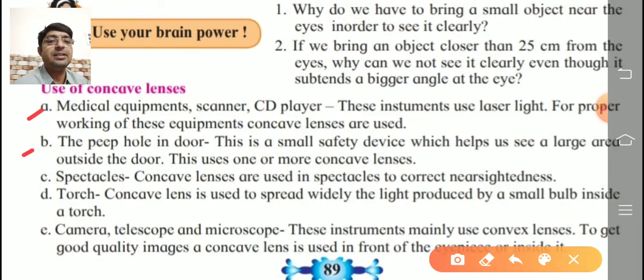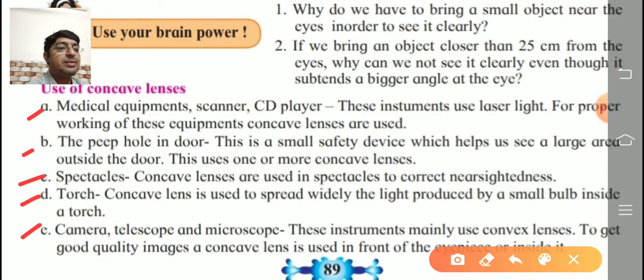First is over. Now second, the peephole in door. This is a small safety device which helps us see a large area outside the door. This uses one or more concave lenses. Third one, spectacles. Concave lenses are used in spectacles to correct near-sightedness, that is myopia. Fourth one, in torches. Concave lens is used to spread widely the light produced by a small bulb inside a torch. And last one, camera, telescope and microscope.